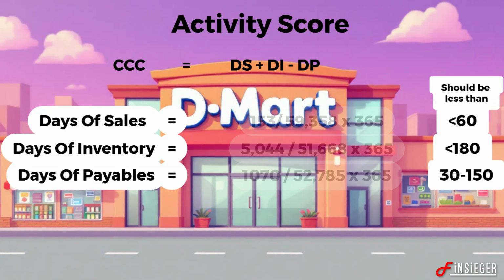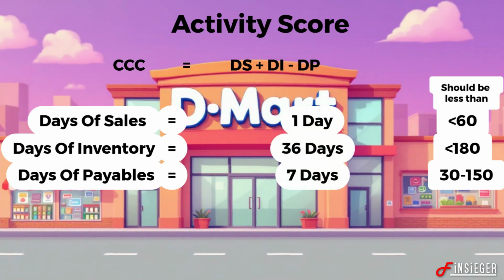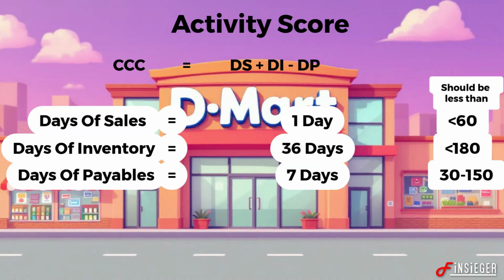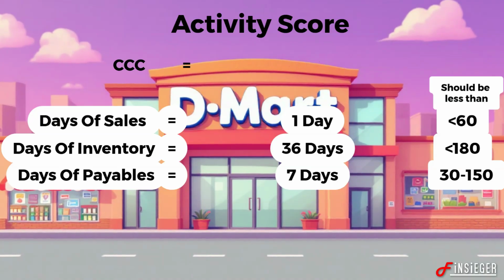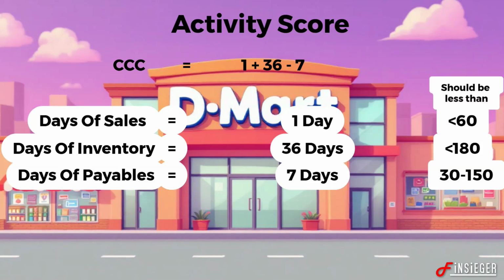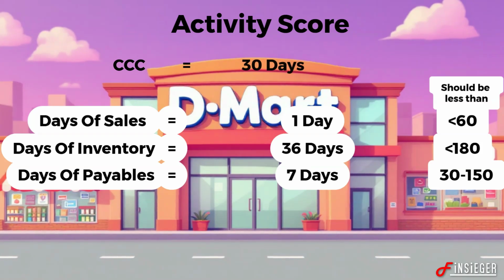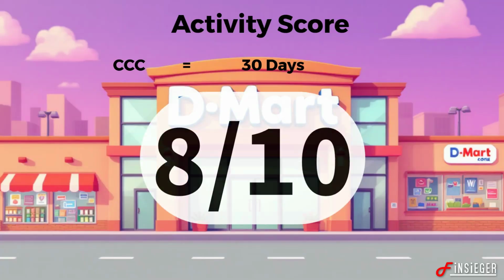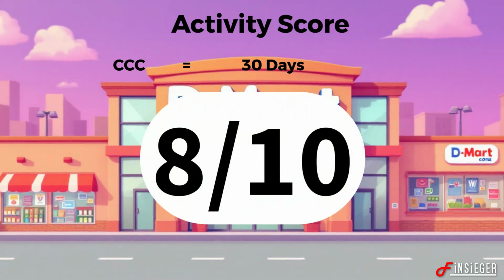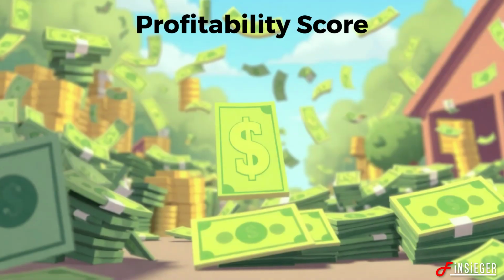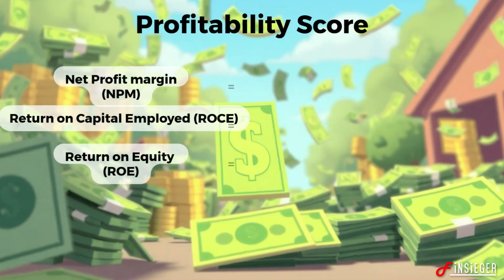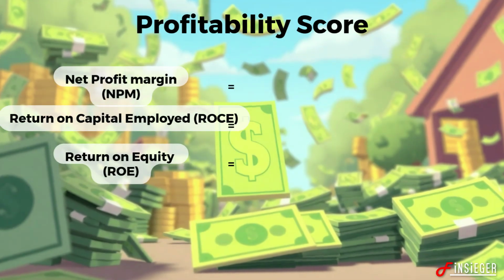After calculating this for Dmart we get 1, 36, and 7 respectively. Inventory's best figure depends on industry and product. So the cash conversion cycle for Dmart is 30 days. Hence we have an activity score of 8 out of 10, that's the best we have seen so far in the Stock Health series.